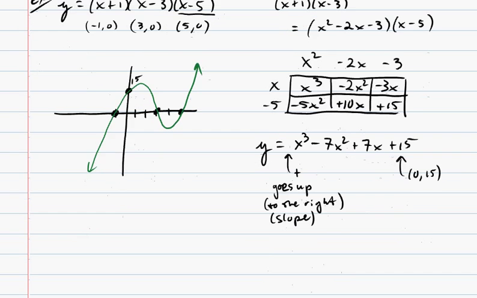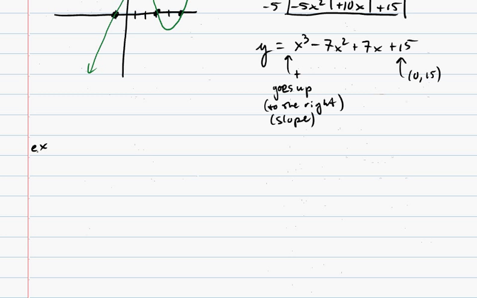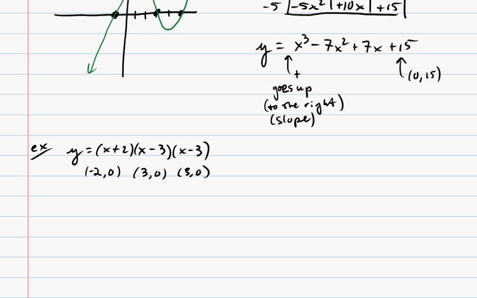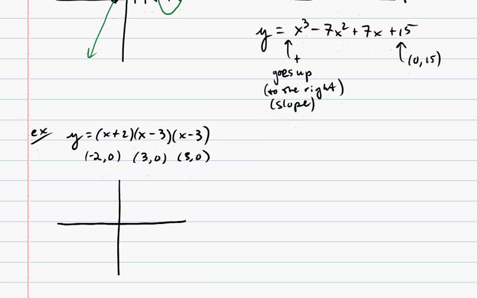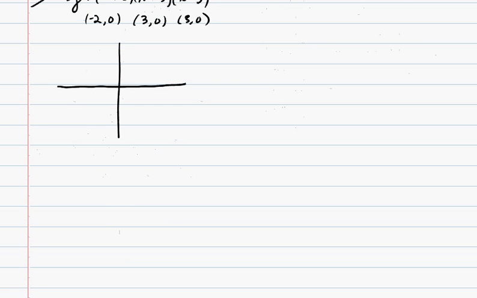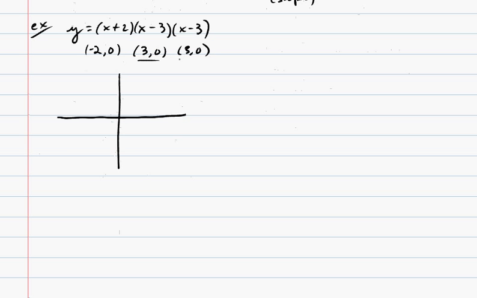Okay, so we're going to do another one of these. Still 3 factors, so it's still going to be a cubic. This one is going to be a little different. When we write out our x-intercepts, we have (-2, 0), (3, 0), and (3, 0). Okay, so you might see already why this one's going to be a little strange, because we have a double root. (3, 0) and (3, 0) are the same. But that's okay. We still put the point there.